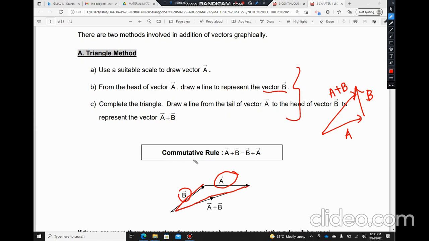Okay, then since we have commutative rule, maksudnya bila A plus B, dia akan sama juga dengan B plus A. So kalau kita buat B dulu, okay, B untuk rajah kedua ni B plus dengan A, so dia akan dapat B plus A or A plus B. Okay, dia akan dapat nilai vektor yang sama. So kita panggil dia adalah commutative rule. Okay, so this one we use triangle method.